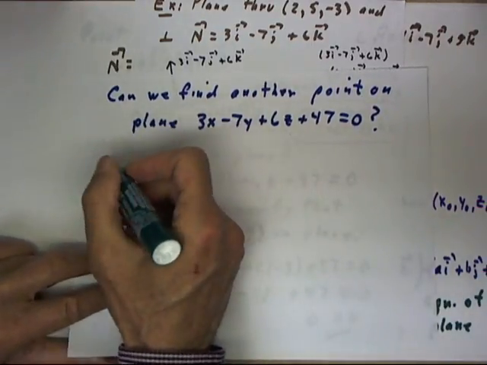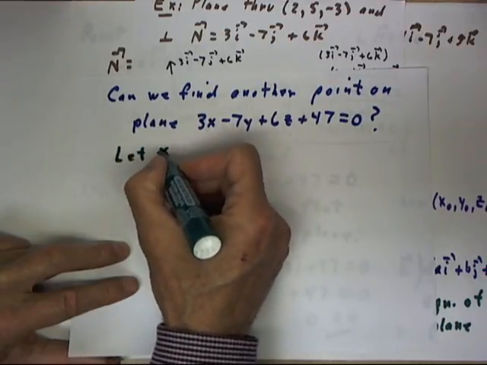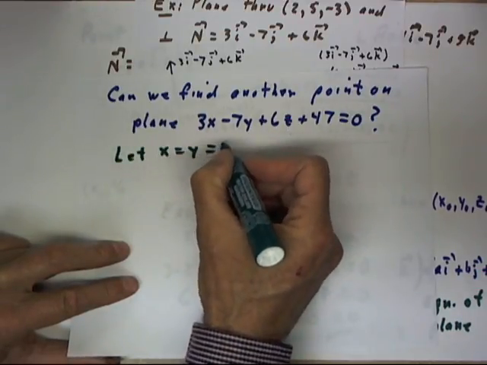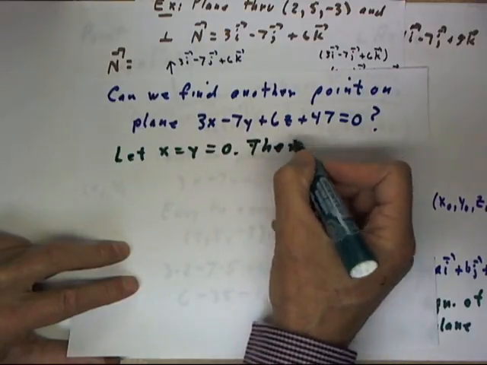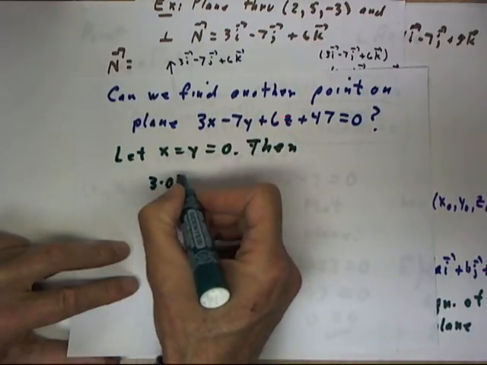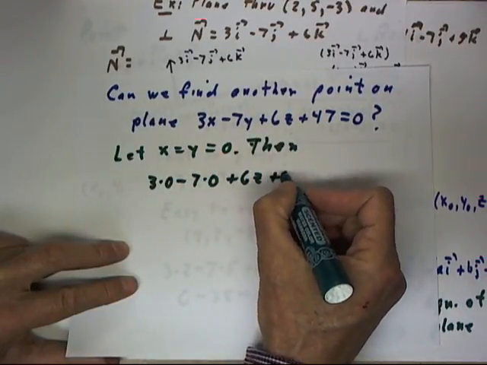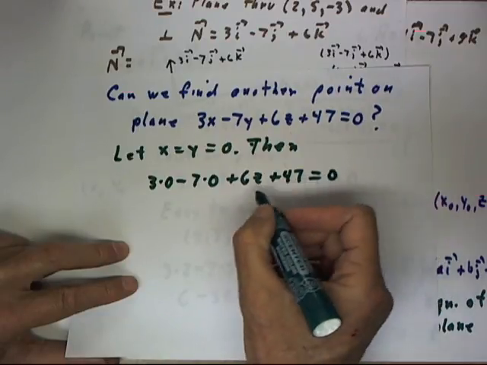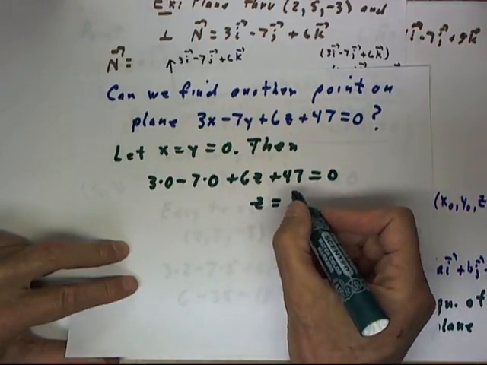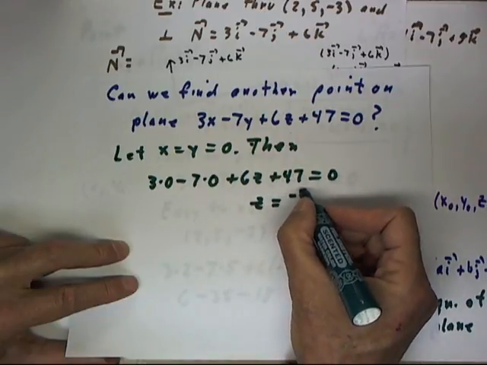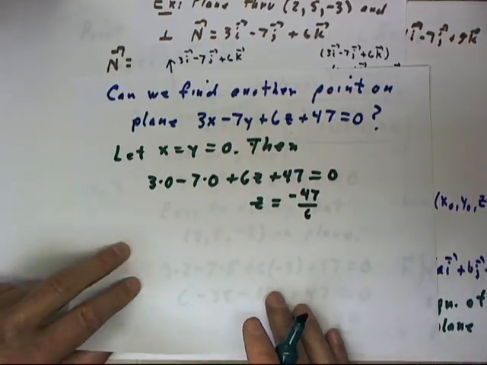For example, let's let x equal y equals 0. Then what do we have? We have 3 times 0 minus 7 times 0 plus 6z plus 47 equals 0. So that, not going through all the details of the solution, but it should be very clear that the solution to this is z equals negative 47 over 6.